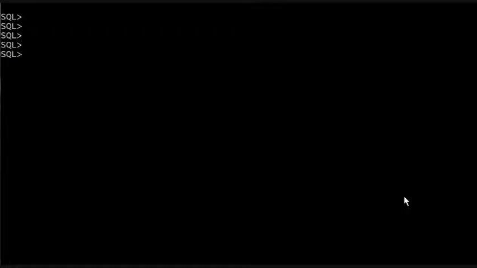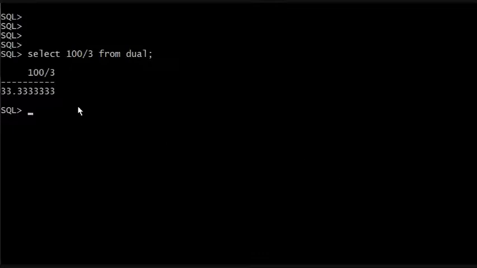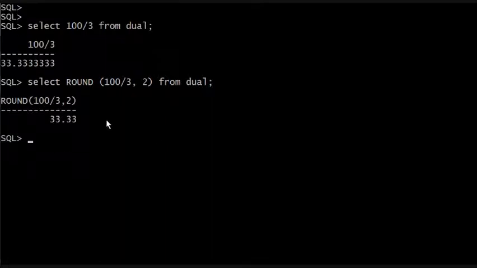So now we can combine round with the dual table if we really wanted to. So let's say we have select 100 divided by 3 from dual. Remember, dual is a table. It's like a dummy table. It's like a scratch pad almost. What if I wanted to round this? I can just say select round 100 divided by 3, comma, let's say 2 digits, from dual. 33.33. So this long string of digits becomes 33.33.